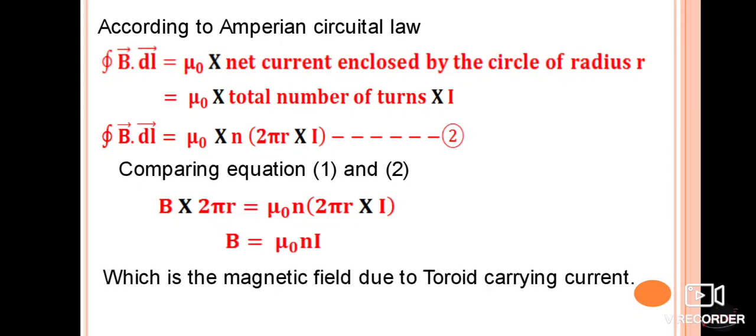So this is the magnetic field due to the toroid carrying current. So just go through both the solenoid as well as the toroid.